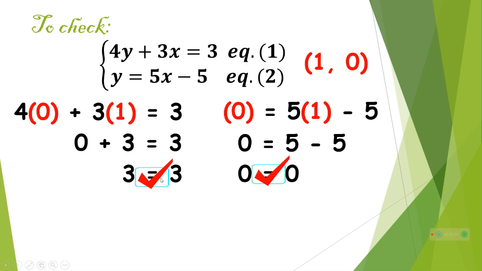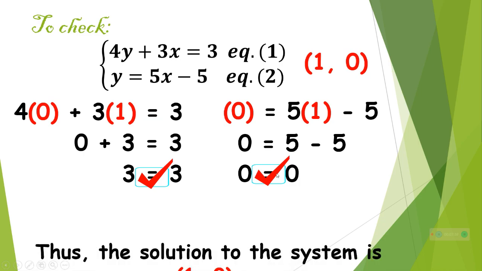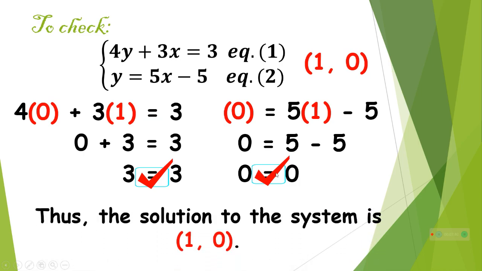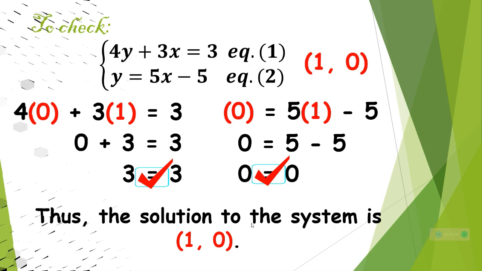So since the first equation is correct or true, and also the second equation, therefore, the solution to the system is (1, 0). Okay, so that is our first example. Any question? So if you don't have, let's now proceed with the second example.